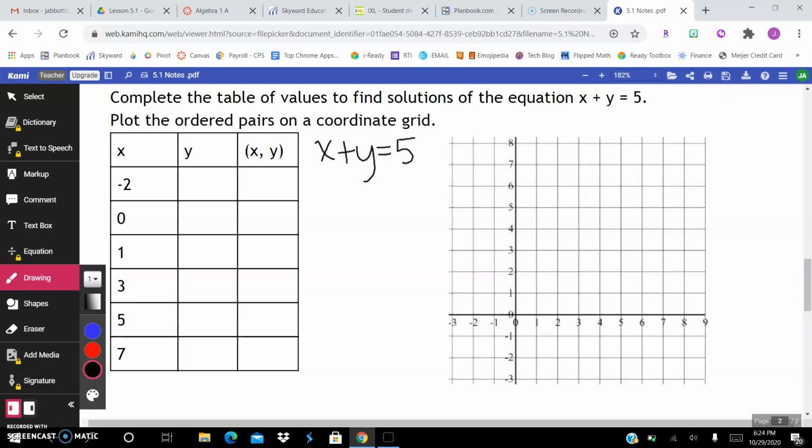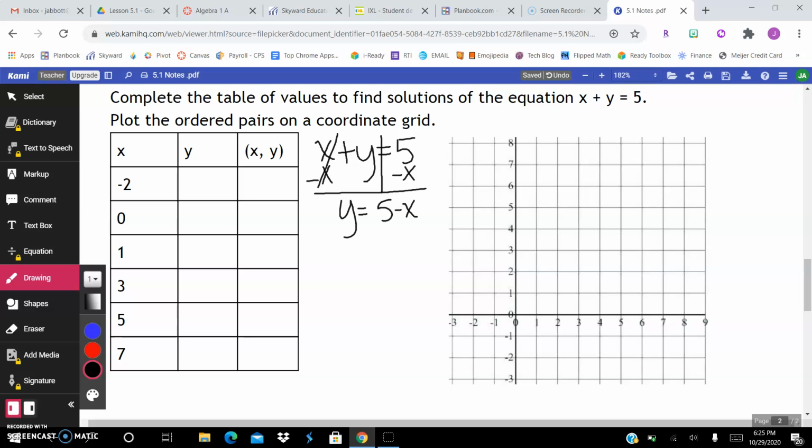So just like in the last section when we rearranged equations, we solved for a different variable. That's exactly what we're going to do here. We're going to solve for y. So we have to get rid of this x. It's a positive x, so I'm going to subtract x on both sides. And then I'll just have a positive y equals, and then I have 5 minus x here. So in the table, I'm given 6 different numbers that we're going to have to plug in here.